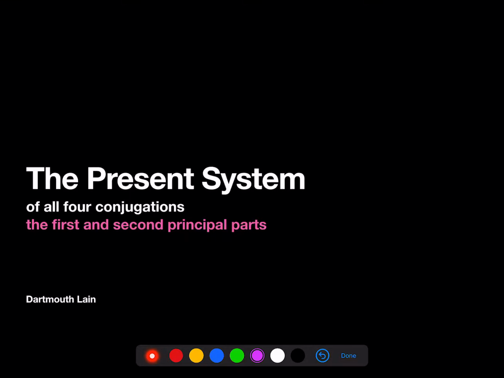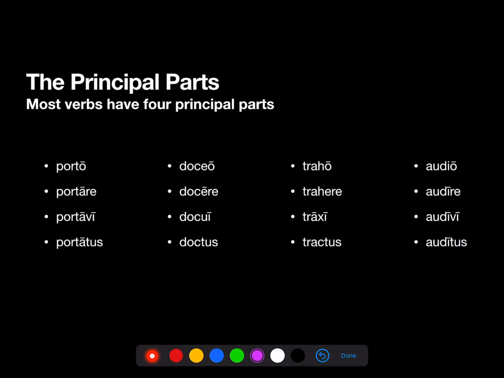Hi, and welcome to a review of the present system of all four conjugations, the indicative and the subjunctive. And remember, the present system is everything that's formed off the first and second principal parts of the verb. So to begin with, principal parts.